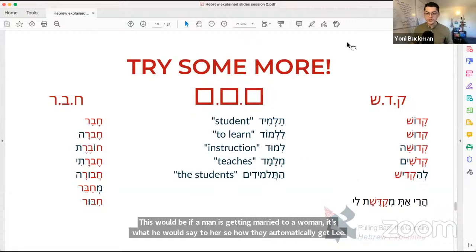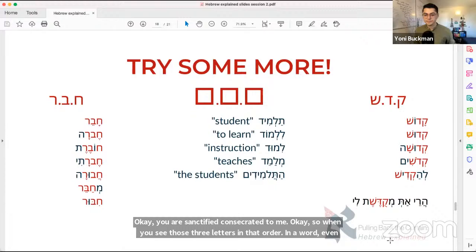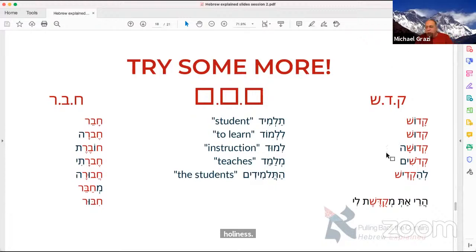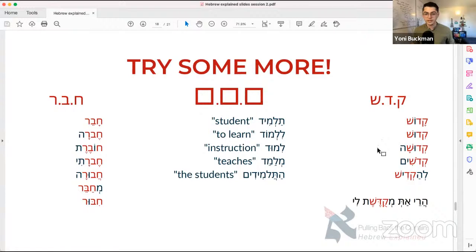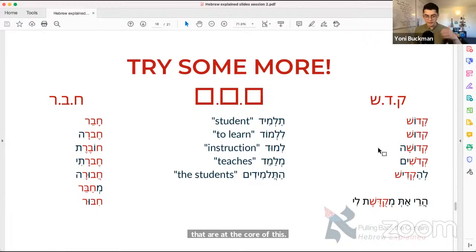So here, let's get a brave volunteer who wants to try this middle column to bring out the 3 letters that are at the core of this. I think it's Lamed Mem Dalet. Perfect. Lamed, mem, daled. So talmid is a student. Lilmod is to learn. Limud is learning or instruction. Milamed, he teaches. Hatalmidim, the students.